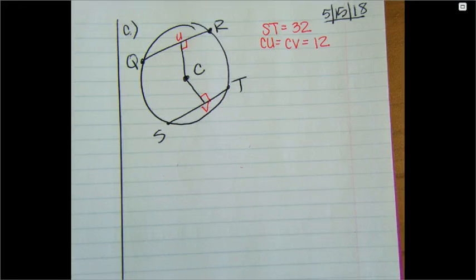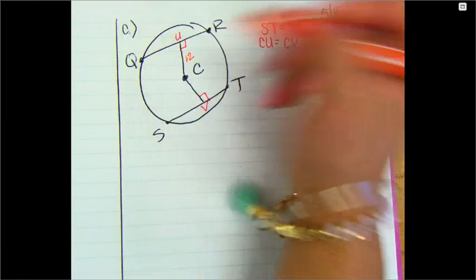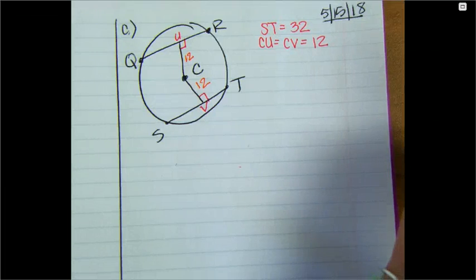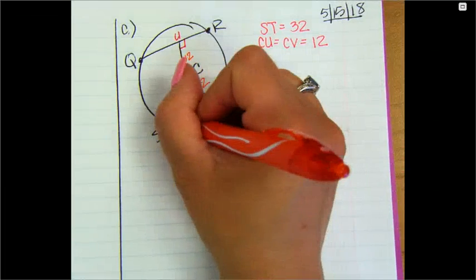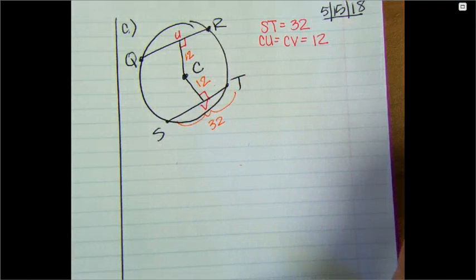What do you know? What did you fill in? You filled in CU is what? Okay, what else did you fill in? CV is also 12. What else did you fill in? ST was how much? 32. That's for the segment, not for the arc. So what do I know? Oh, so QR is going to be 32.